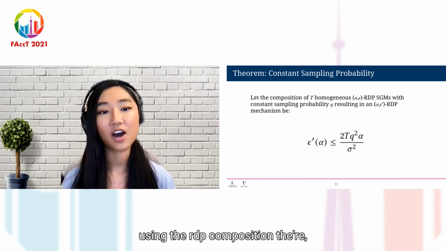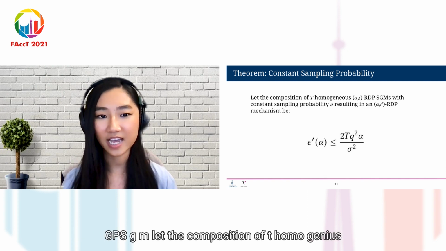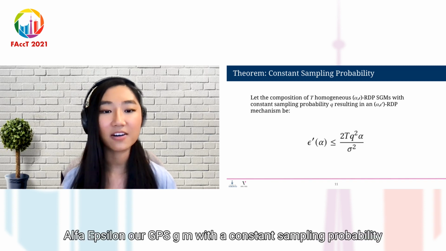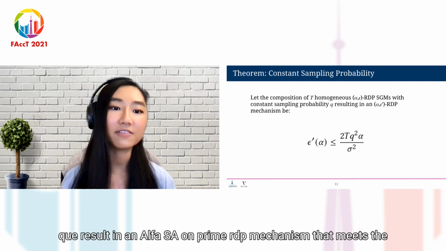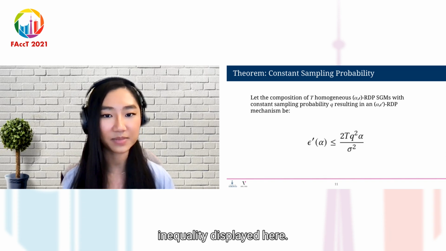Using the RDP composition theorem and tight bounds on the RDP sampled Gaussian mechanism, or RDP-SGM, let the composition of T homogeneous (α, ε) RDP-SGMs with a constant sampling probability q result in an (α, ε′) RDP mechanism that meets the inequality displayed here.